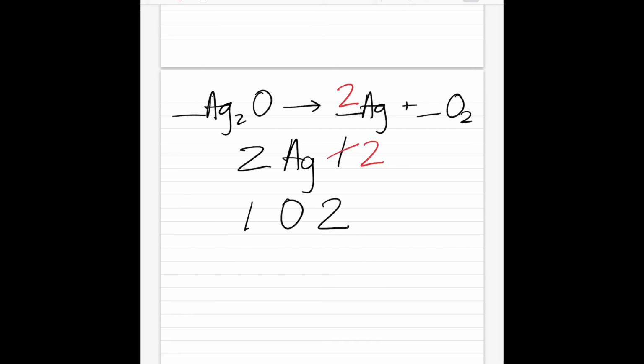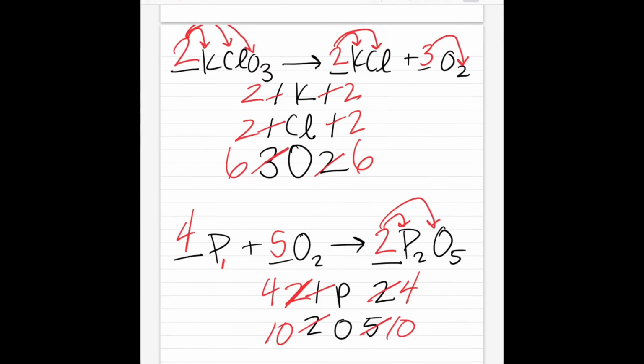Okay, well that fixes that, but it doesn't do anything for the oxygen. If I've got 2 oxygens here, I need 2 oxygens here, so let's put a 2 there. Well, that makes that 2, so that's fixed, but it changes that silver to a 4. Dang it. So here's what you do: you just go back and put a 4 there, and that becomes 4. And it's fixed. Remember to put a 1. And that's it.